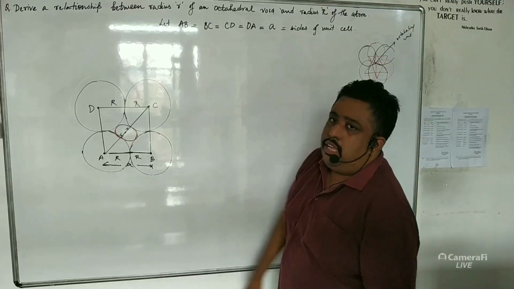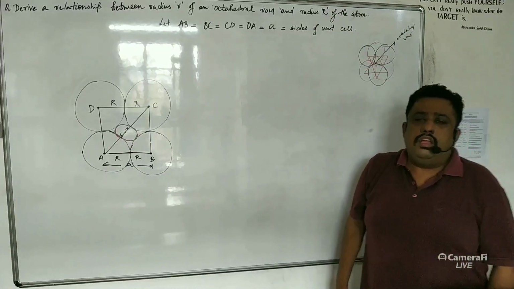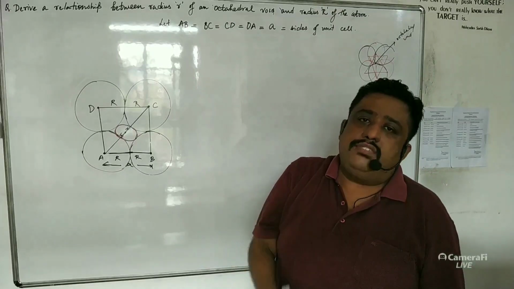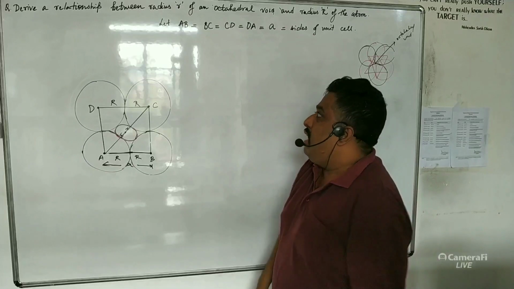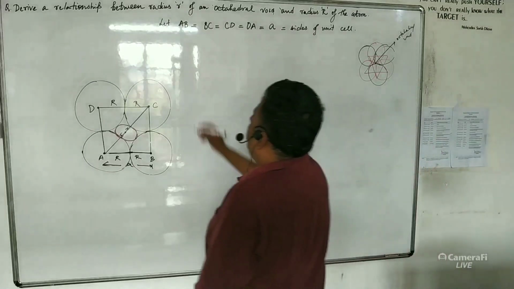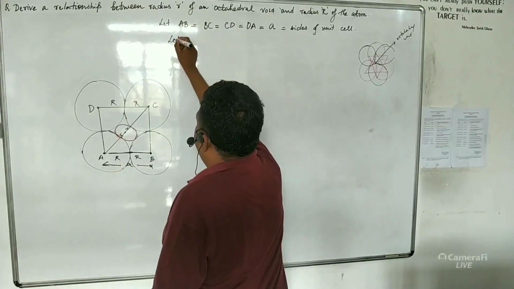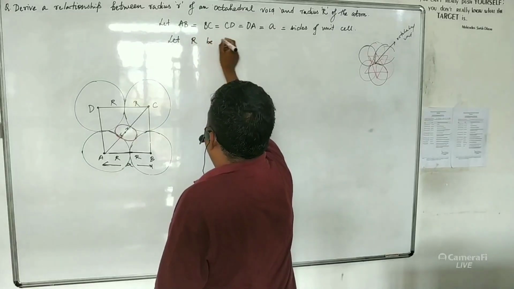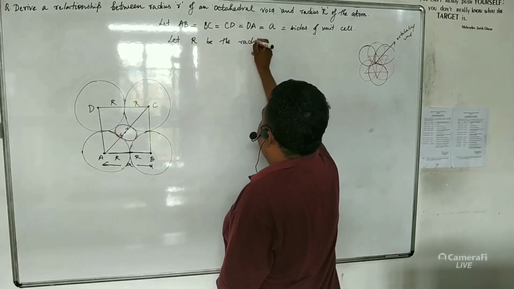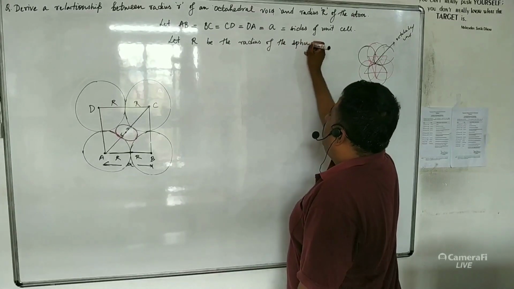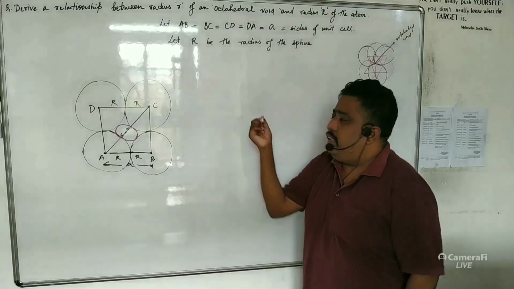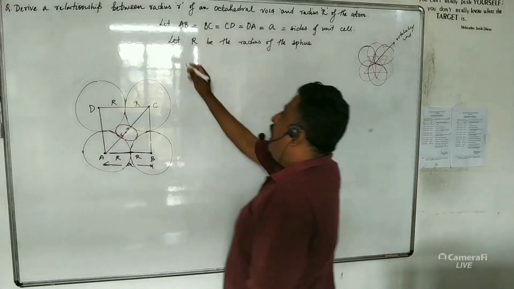Sides of the unit cell. Okay, consider this as a cube. You know a cube has 6 faces, so the 6 faces can be considered as the 6 sides. Okay, and then let capital R be the radius of the sphere. I think I have understood so far.